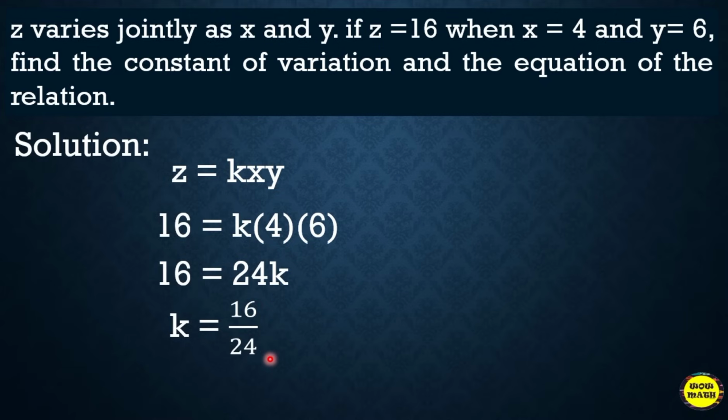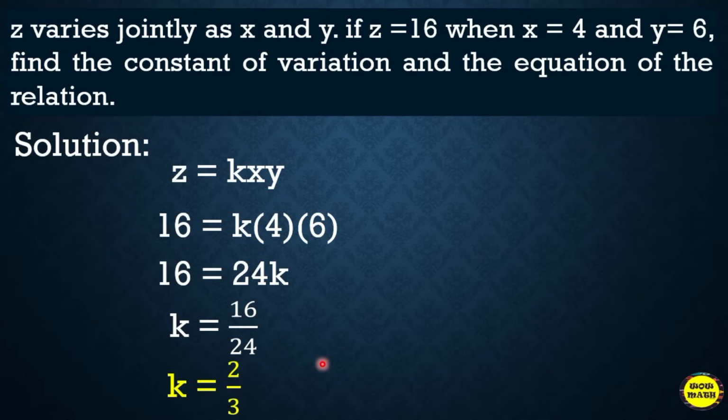So, pwede natin kunin yung lowest term nito, no? By dividing both numerator and denominator by 8. So, 16 divide 8, that is 2. 24 divide 8, that is 3. So, yung constant of variation natin is 2/3.